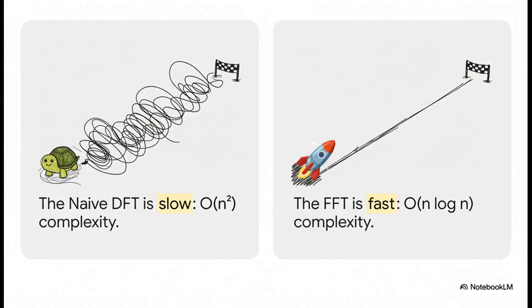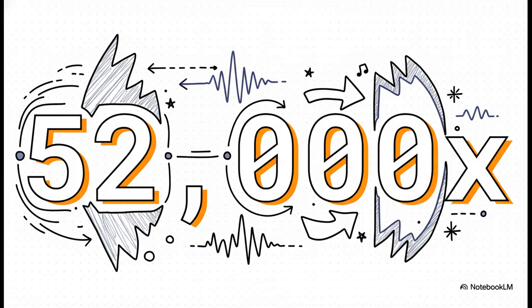And this is the catch. The simple, obvious way to calculate the DFT has what we call O(n²) complexity. Basically, if you double the amount of data, the calculation time doesn't just double, it quadruples. It gets slow fast. But then you have the fast Fourier transform, the FFT, which gets you the exact same answer, but with O(n log n) complexity. And the difference between those two in the real world? Well, it's absolutely staggering.